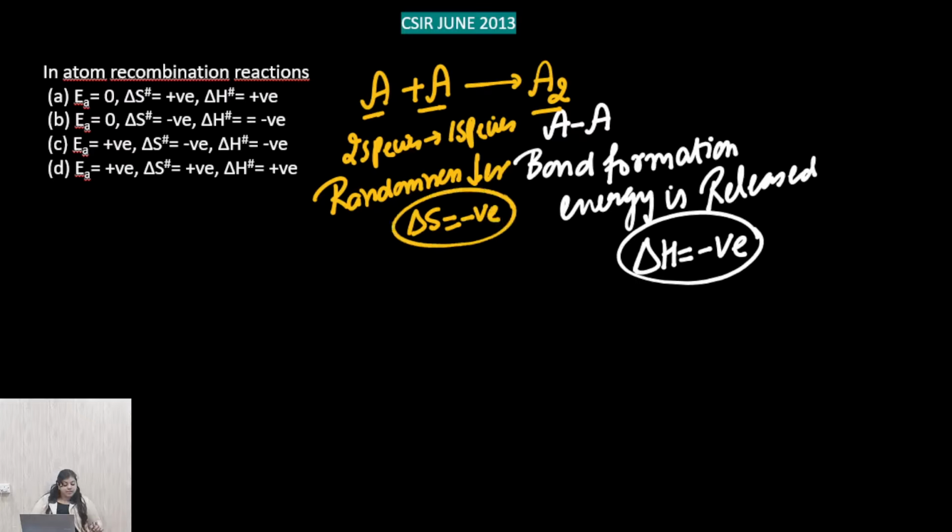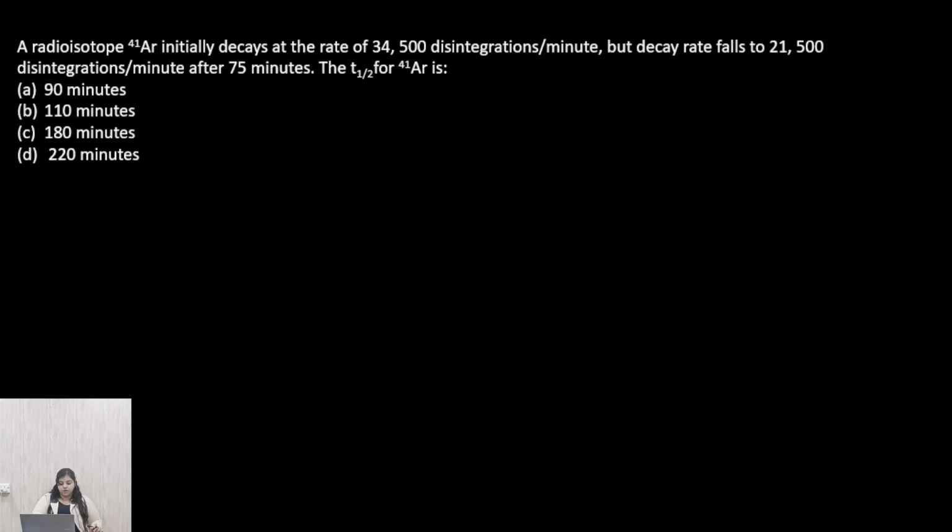So delta S is negative, delta H for the reaction is negative, and for the atom recombination reaction, the activation energy is zero only, right? So my Ea is 0, delta S is negative, delta H is negative, which implies option B becomes the correct answer. Okay, next one you are having is this question.